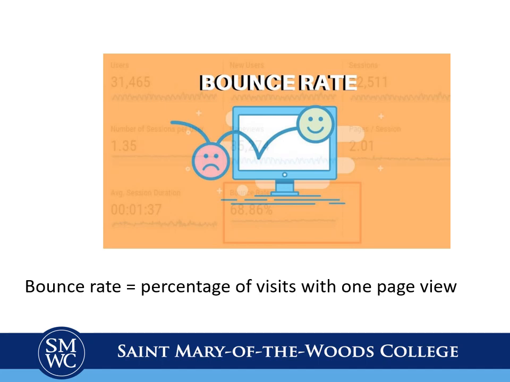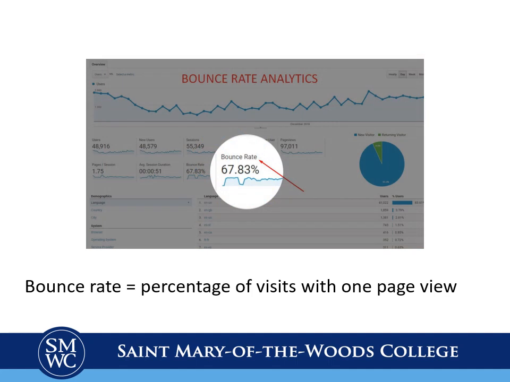A bounce occurs every time a visit consists of only one page. Generally, bounces are bad. Someone only saw one page and probably didn't like what they saw. So we want to minimize bounces. Bounce rate is calculated as the percentage of visits that consist of only one page view. Bounce rates can be calculated for an entire site or for a page. Site bounce rate is the percentage of all visits to the site that consist of only one page view. Page bounce rate is the percentage of visits that begin on that page that also exit from that page.